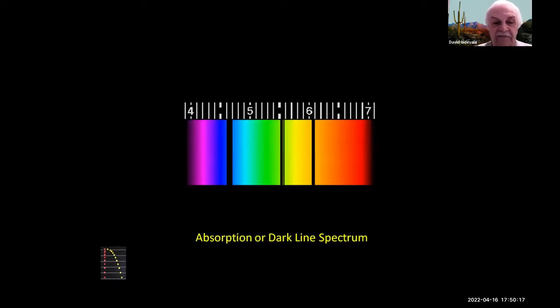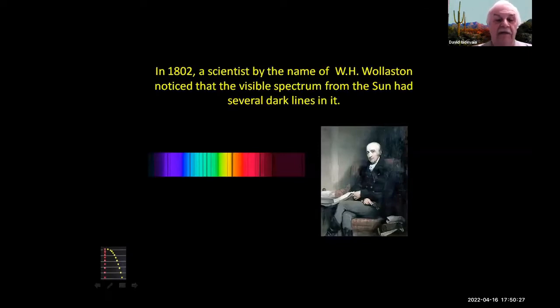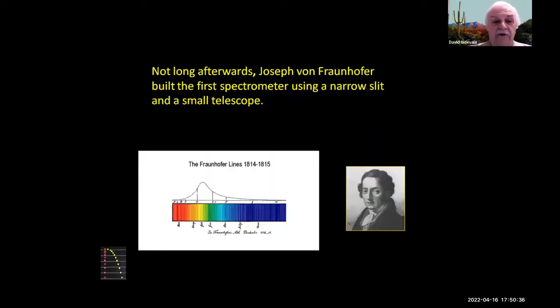Here's an example of an absorption or dark line spectrum. And we're going to be talking about this particular line, which is the hydrogen alpha line. In 1802, Wollaston noticed that the visible spectrum from the sun had several dark lines in it. Fraunhofer was the first person to build a spectrometer using a narrow slit and a small telescope.